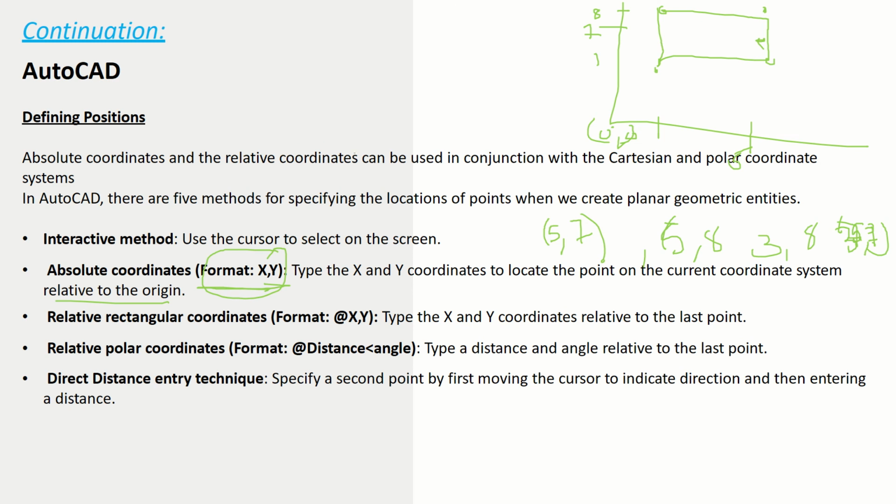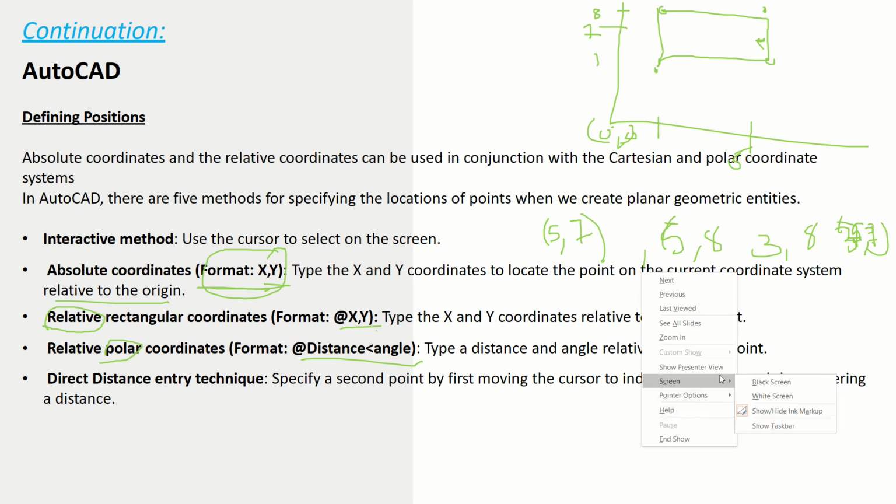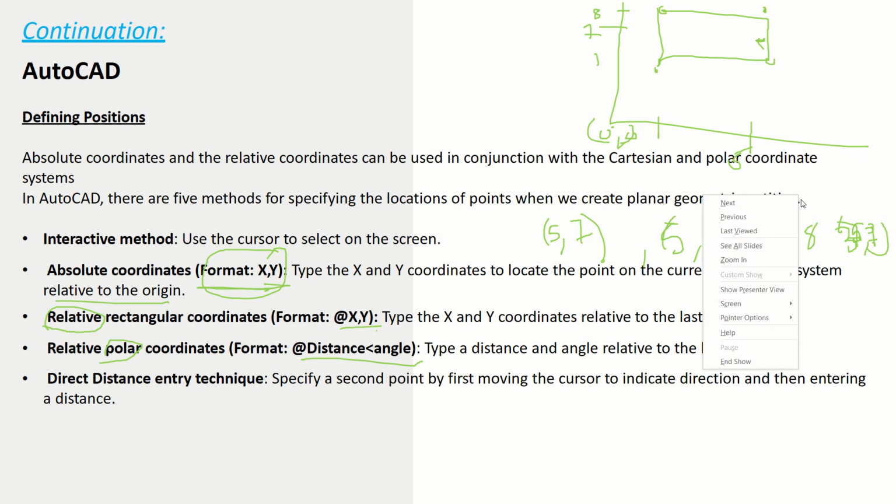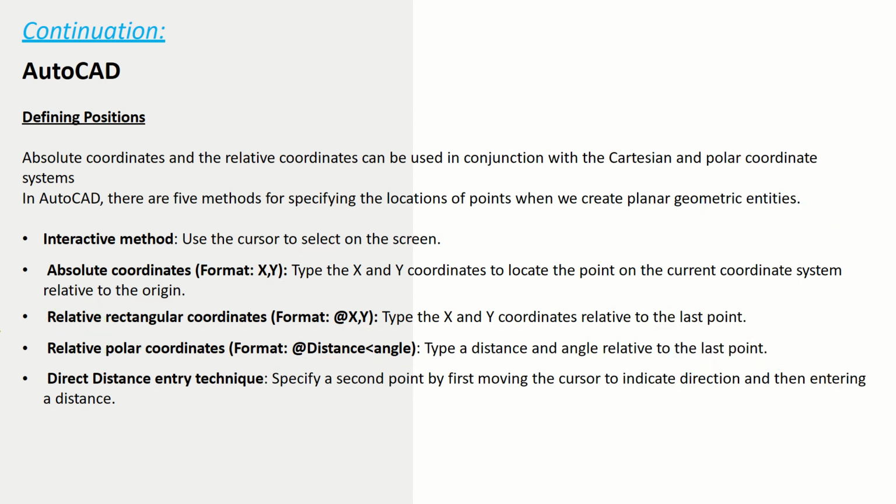So the next part is relative. Remember, we said relative always takes that information from the last point that you drew. So we have relative for x and y, but we also have relative for polar. Okay, so this is what you have to remember. We have relative for polar and relative for x and y. So relative for x and y would be, let me erase this so we can see how this coincides. Relative rectangular coordinates, I've explained this in the previous slide.